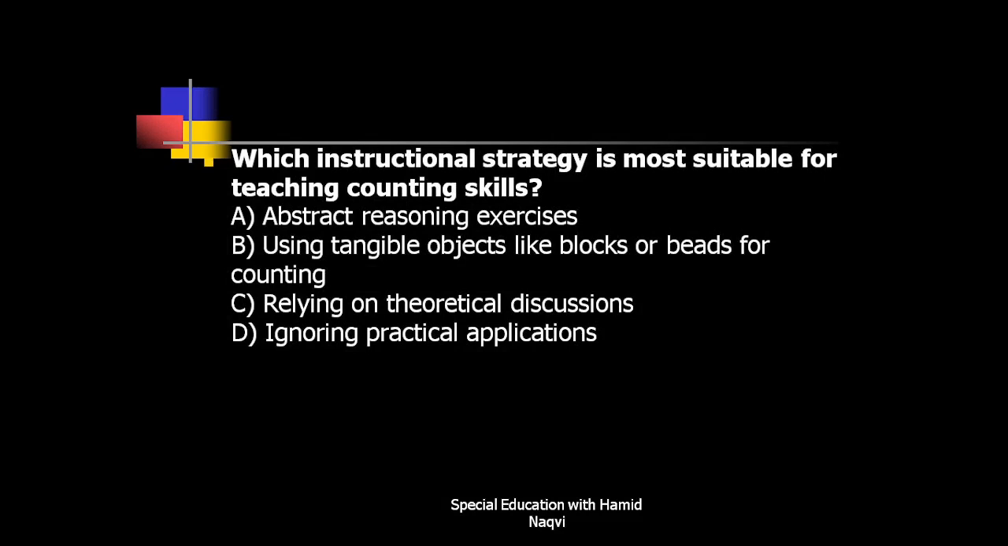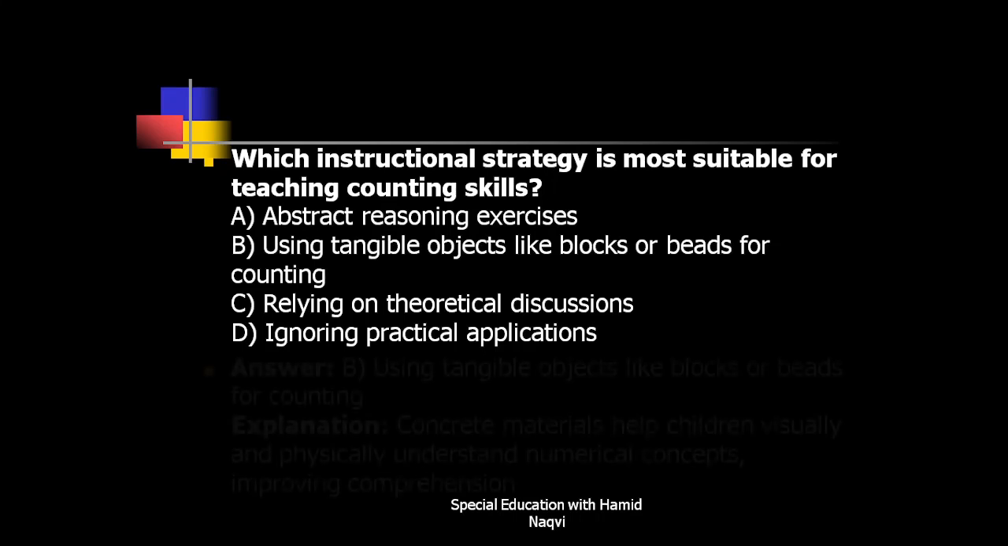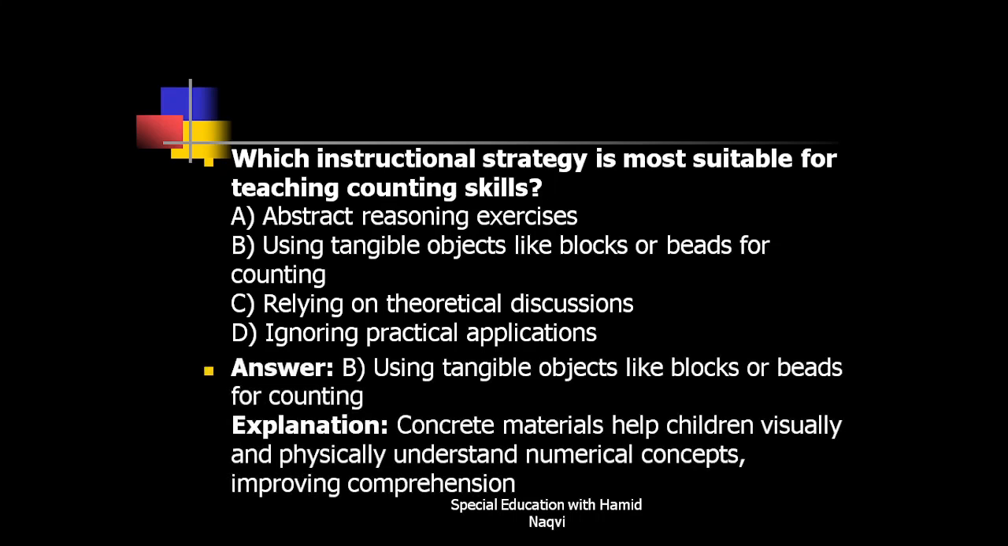Next is which instruction strategy is most suitable for teaching counting skills? Abstract reasoning exercises, using tangible objects like blocks or beads for counting, relying on theoretical discussions, or ignoring practical applications. The answer is by using tangible objects like blocks or beads for counting. The reason is concrete materials help children visually and physically understand numerical concepts, improving comprehension.